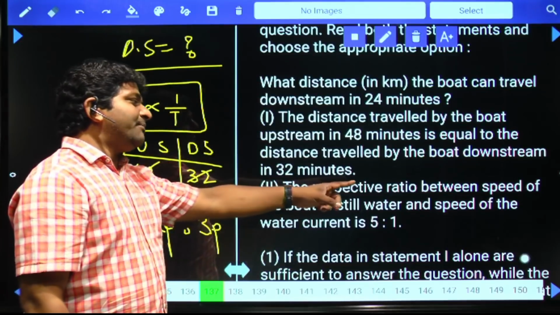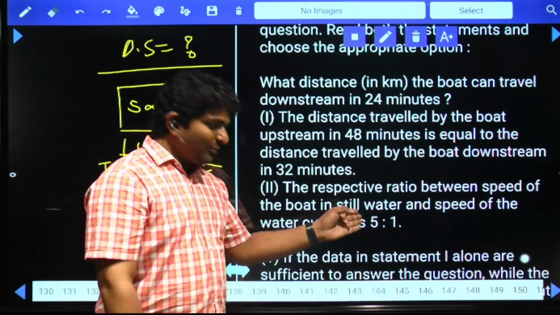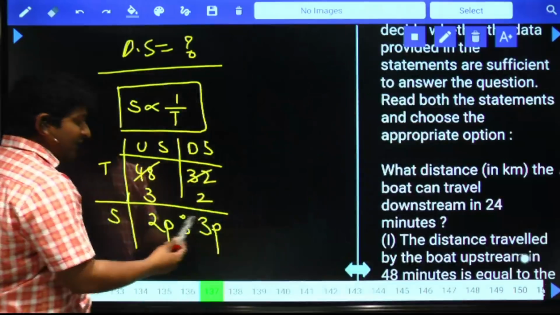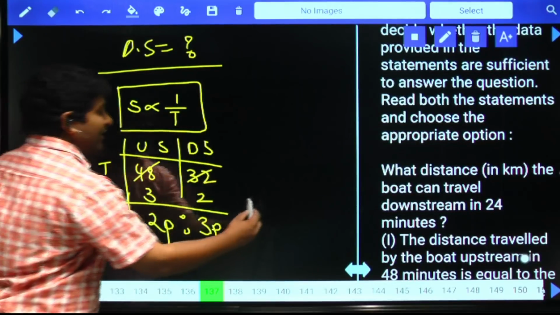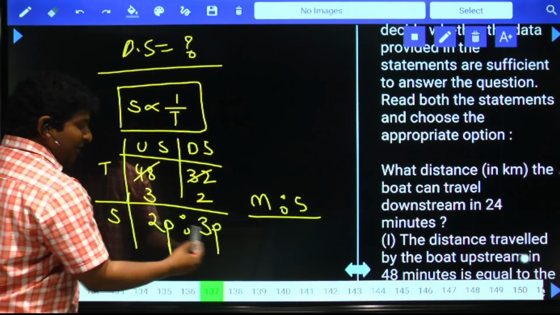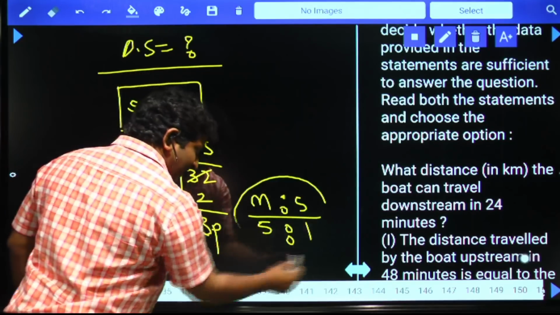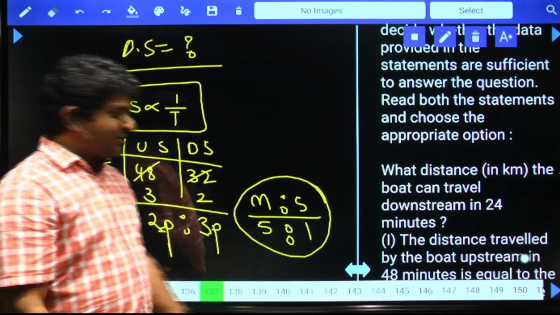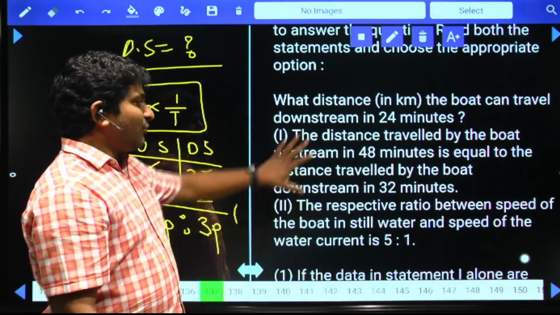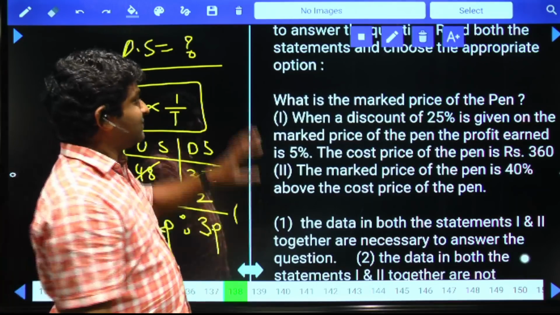Next, the ratio between speed of the boat in still water and speed of the current is 5:1. You don't have to do this. We already got that information. If upstream speed and downstream speed are in the ratio 2:3, then man speed to stream speed ratio is the sum of these two numbers to the difference of these two numbers. We can calculate the ratio between man speed to stream speed, but we don't need that. So second information is of no use. 1 alone is not sufficient, 2 alone is also not sufficient, both are also not sufficient.